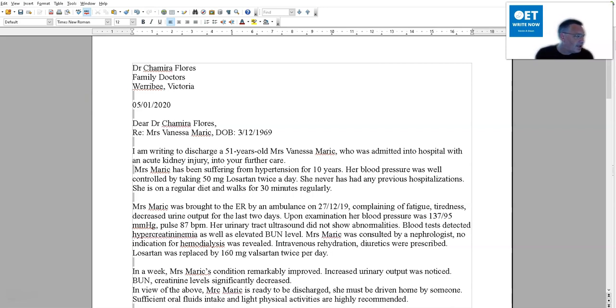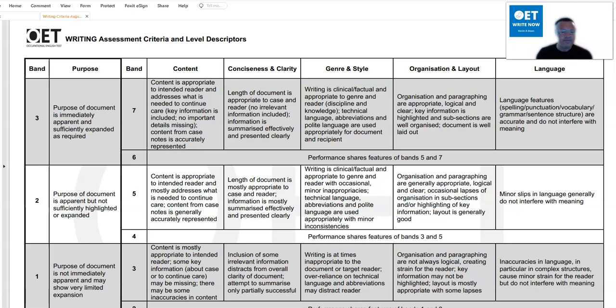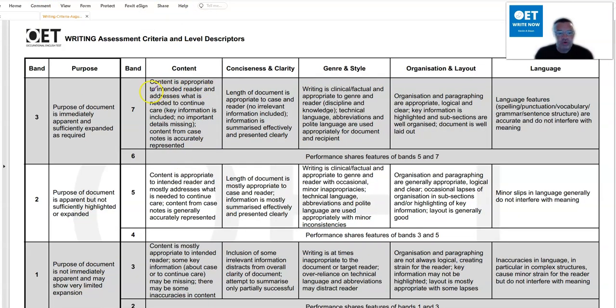So that basically means that in terms of content, let me get the writing criteria out. Okay, this is the official criteria. Content appropriate to the reader: key information, no irrelevant information. These are two sides of the same coin, as it were.